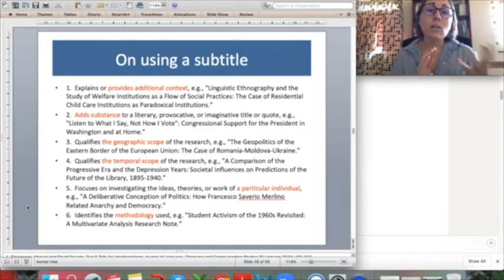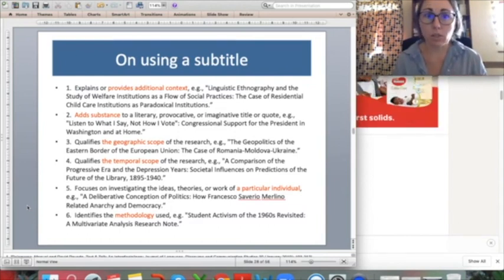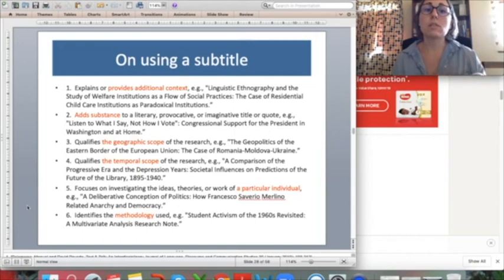You can also, of course, use a subtitle. This is a really good way of getting more words and more information into the title, and also making it easier for the reader to digest the title. So this slide gives you some ideas of different kinds of subtitles that you can use. For example, you can use a subtitle to explain or provide additional context.